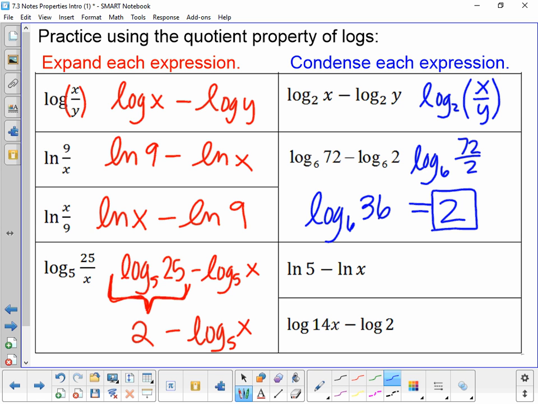Natural log of 5, subtract the natural log of x. If we condense that, it would be the natural log of 5 over x. Last one, the log of 14x, subtract the log of 2. Well, if we use the quotient rule here, it will be the log of 14x divided by 2, which is the same as 7x. So that is some examples using the quotient rule.